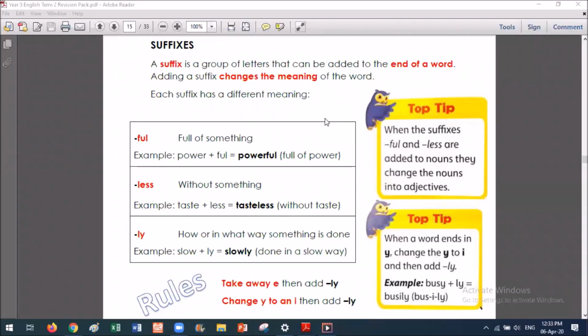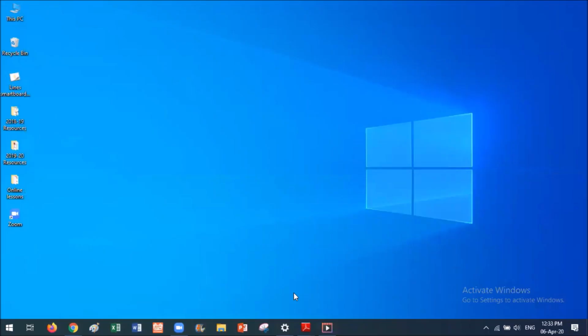Now I want hands up who can tell me what a suffix is. A suffix and a prefix, please. Yusuf, tell me what is a suffix, please. Suffix is full and less and ly. Yeah, so where is it? Is it the beginning or the end of a word? In the end of the word. Bravo, well done.